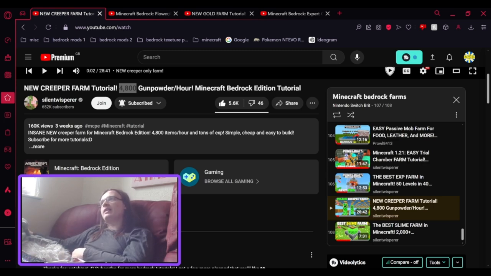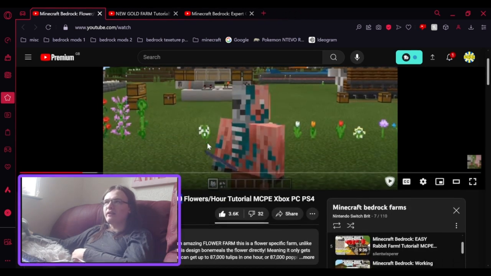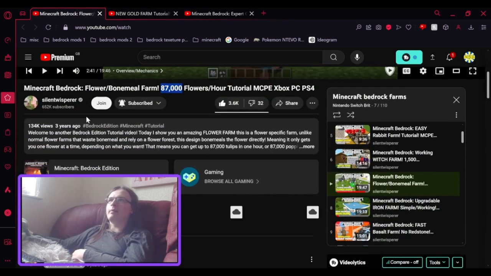Yeah, we're getting into like the real big numbers here. That was a big jump from even the quad iron farm, which was only producing about 123 diamonds an hour. So yeah, that was a big jump, and we're still going up. There's still three more to go. So the next one is the flower farm. Flower farm again, Silent Whisperer.